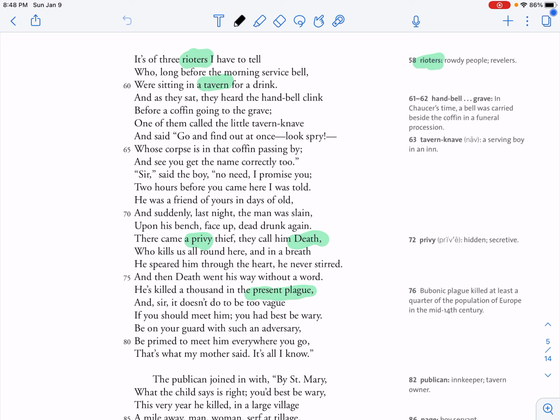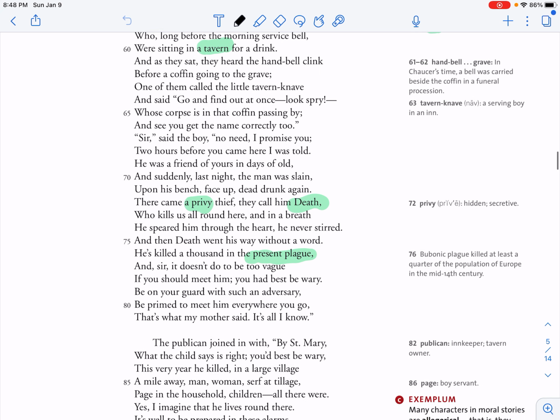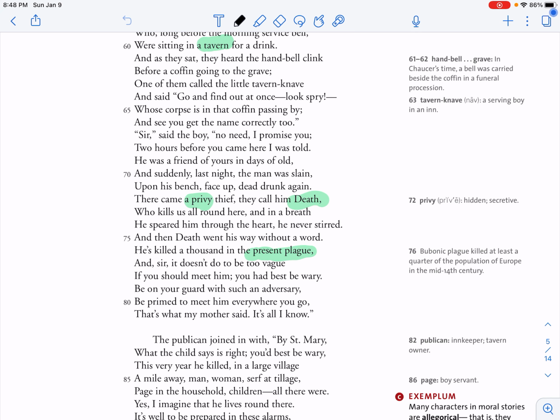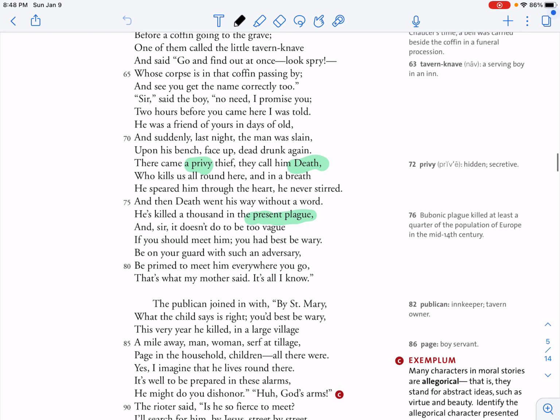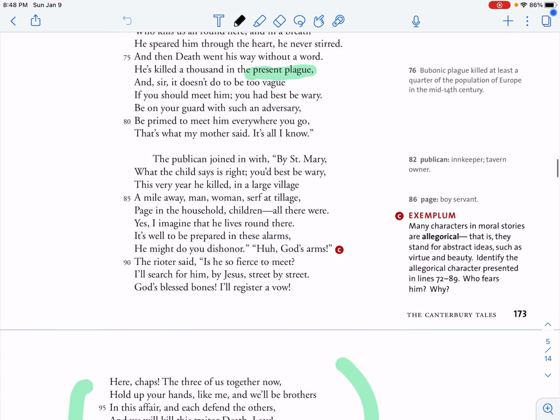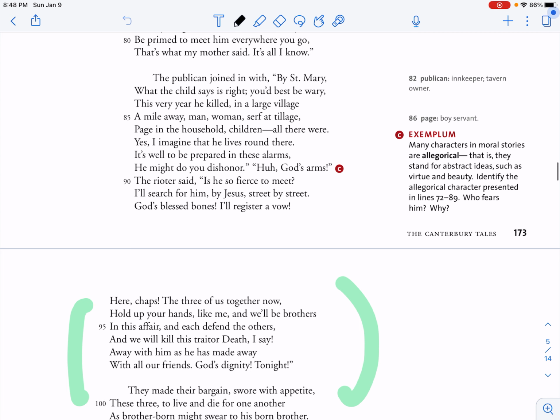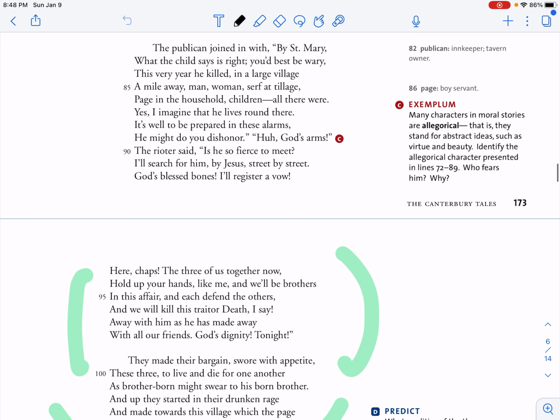Now, I want you to notice right here, he says that there came a privy thief, they call him Death, and Death is capitalized. In this story, Death is personified, which means that Death is treated as a person. Personification is when we treat something that's not a person as a person, and we give it human qualities, right? So the little knave says that Death came and took him. Now, Death's not a person, but they treat him as such in here, okay?